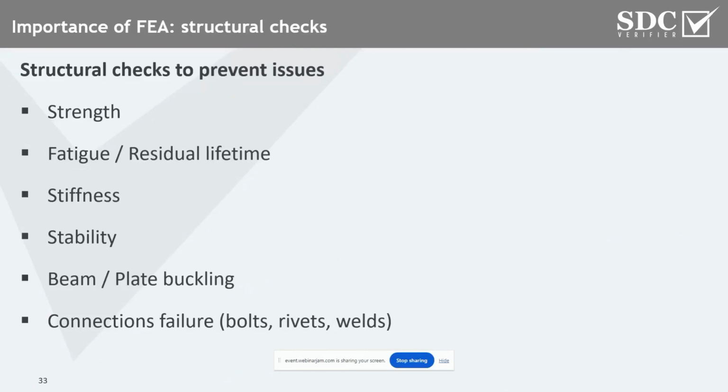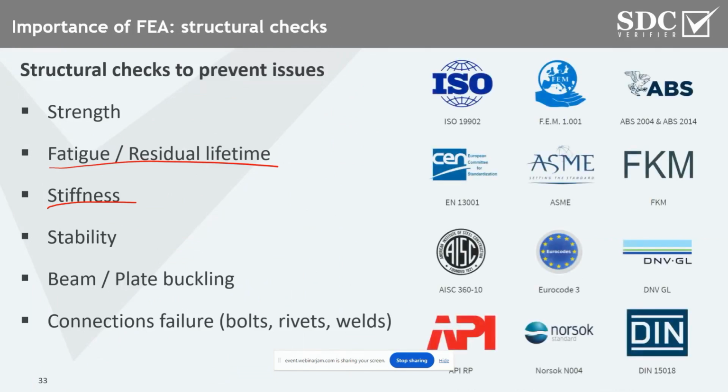So there are, of course, a number of checks to prevent these issues. First of all, there is the strength check, fatigue or residual lifetime calculation, stiffness, which I was talking about, stability, plate buckling, and connection check. And one of the most reliable methods to make sure that your calculations are fine is, of course, to make sure that they are done according to industry standards. There are multiple standards, which I mentioned briefly at the very beginning.